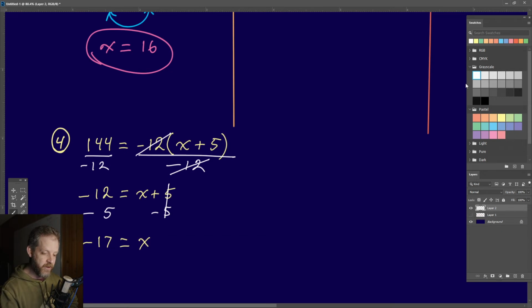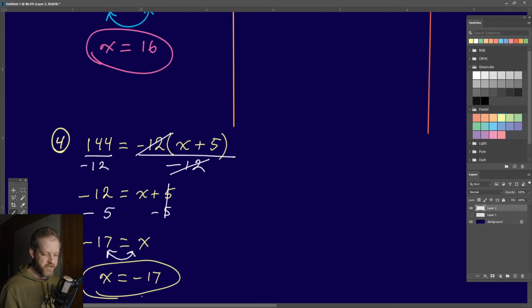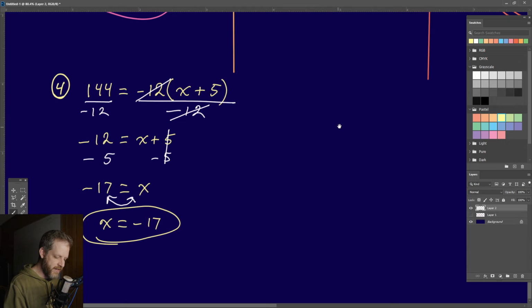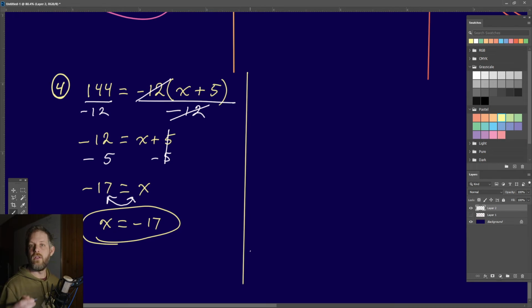The last thing we're going to do is flip it around to the way we like to see it, right? Okay, so we end up with x equals negative 17. And we're going to circle our answer, and that's it, right? Let's do a guided practice that's a lot like that one, and then we will look at our homework, and then we'll be done.